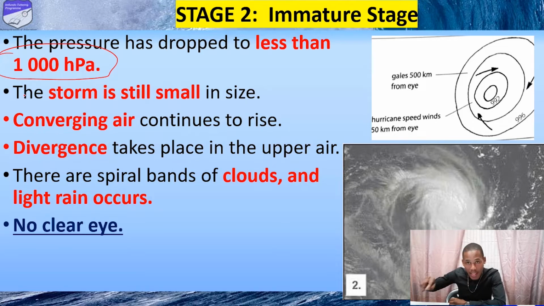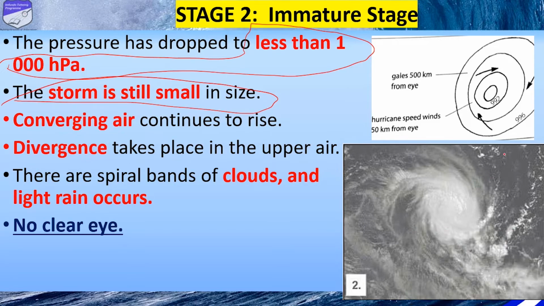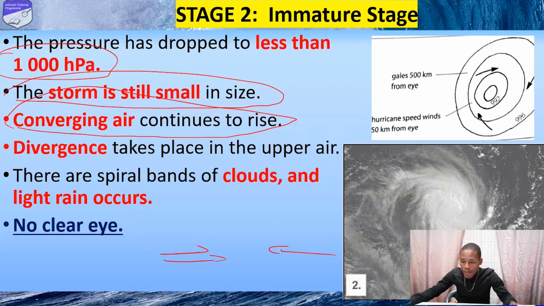While that has happened, the air continues to rotate in our cyclone, but the storm is still small in size. You can see when you look at this cyclone here, it started rotating, but it's still small when it comes to the size of it. Then converging air continues to rise. Remember what I told you in the previous lesson? I said in a low pressure, we've got converging air. Converging air starts to rise in the converging area. This is our low pressure. So this is what happens.